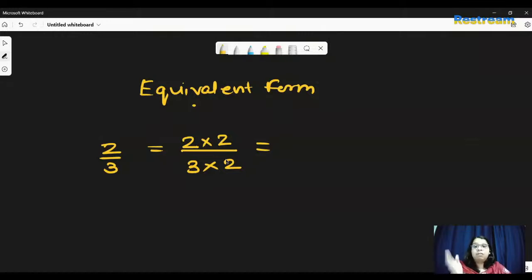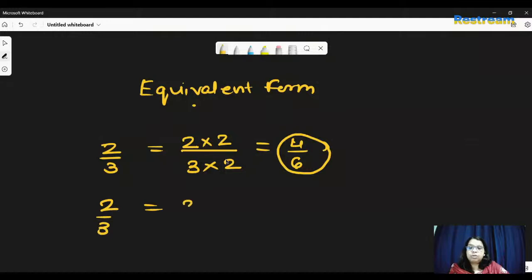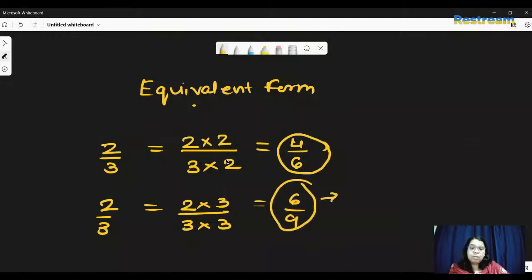So remember this, whenever you are multiplying anything with the numerator, you have to do the same thing with the denominator. This is only applicable for multiplication and division. This is not applicable for addition and subtraction. So 2 by 3 will become 4 by 6. Now if I try to simplify this, I will still get 2 by 3. Or let's say 2 by 3 can be written as 2 times 3 over 3 times 3. So I'll get 6 by 9. If I simplify this one, I'm still going to get 2 by 3.